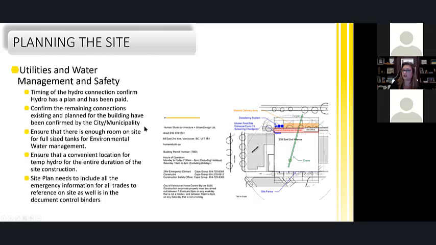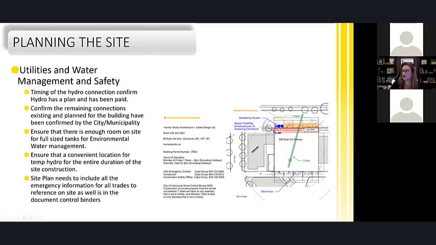For here, we need to make sure that we do all of the survey, and then the city comes back and actually confirms it. It used to be that we could get that information from the city, but because I've had multiple contractors doing work over the years, this isn't efficient and often is incorrect information. And then again, we talk about these environmental tanks, what size are they going to be for the duration of the project, because at the very beginning, we'll have larger tanks, and eventually we'll go down to a smaller tank system, and where can we tuck that away? And ensuring we have a convenient location for the temp hydro for the entire duration of the construction.